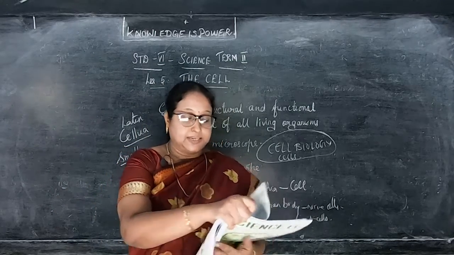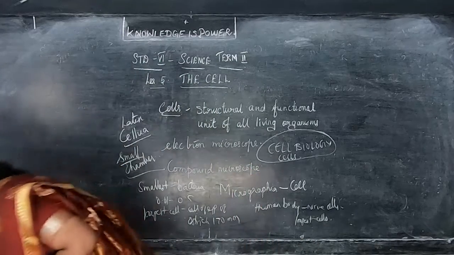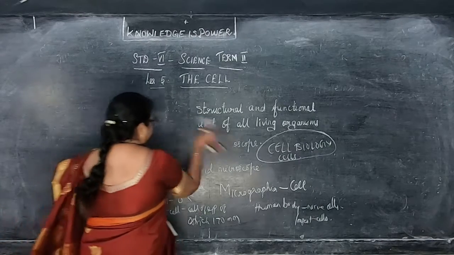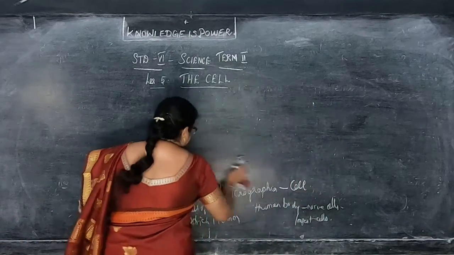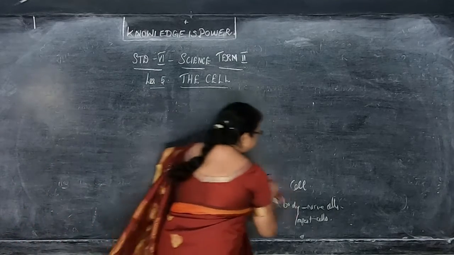Then types of cells. Generally, cells are classified into two types, that is prokaryotic and eukaryotic cells. Prokaryotic cells do not have a true nucleus, while in eukaryotic cells you see that a true nucleus is there.